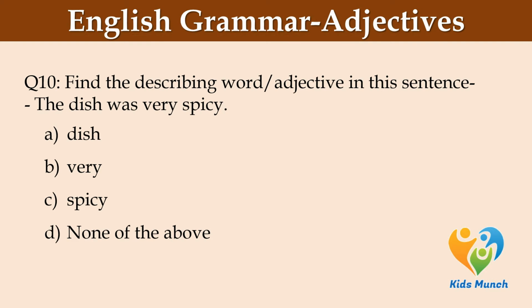Find the describing word or adjective in this sentence. The dish was very spicy. Option A, this. Option B, very. Option C, spicy. Option D, none of the above.